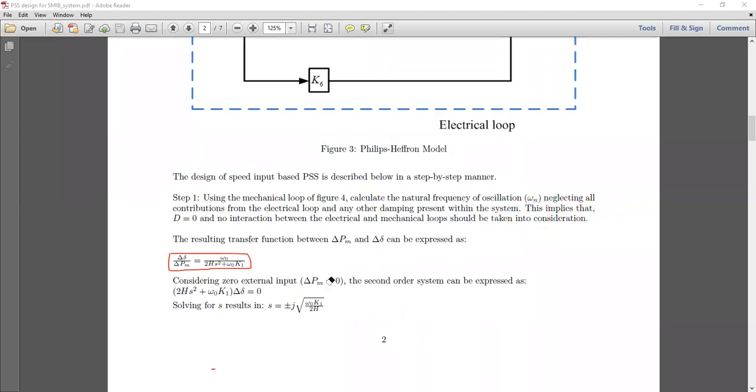This is step 1. And now let's say we don't have any effect from the external input. It means what? If you remember, there were two kinds of responses. One was the zero state response. What was the other one?